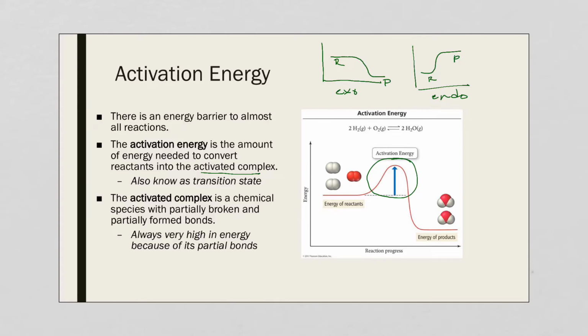These are high energy species, right? Not very stable because of the partial bonds. And again, they're only transitional, so they're very hard to isolate. Sometimes we can identify these spectroscopically using different techniques during the course of the reaction, but they don't hang around. Okay, so that's a little bit of overview. Let's look at an example.